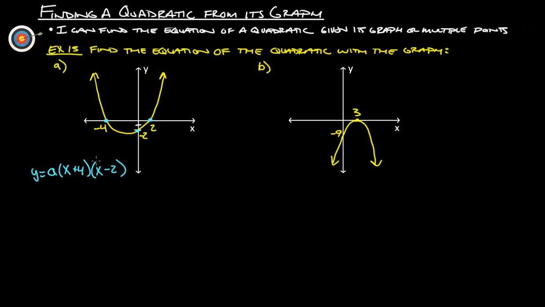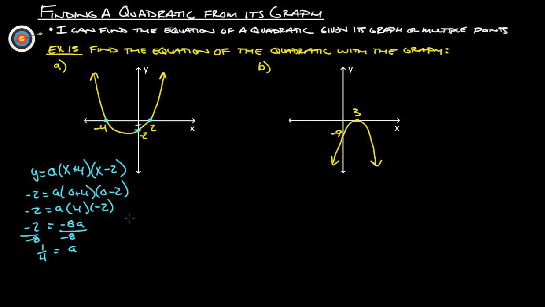Now we've got to figure out what the a is, right? So when these x's equal 0, we know that the y equals negative 2, because that's what it gives us for the y-intercept. So we'll do negative 2 equals a times 0 plus 4 times 0 minus 2. Negative 2 equals a times 4 times negative 2, right? So negative 2 equals negative 8a. Divide both sides by negative 8, and we get that a is going to be, negative over negative is positive, 1/4.